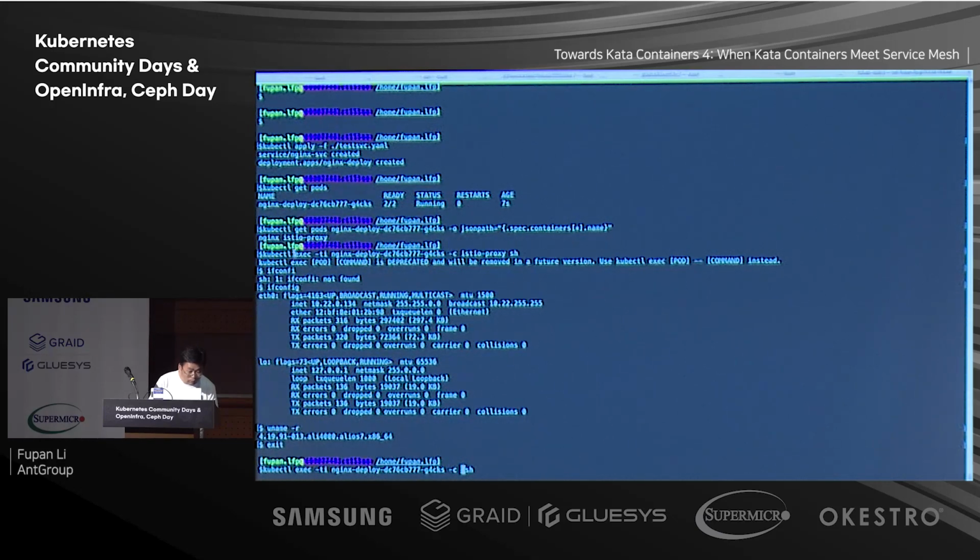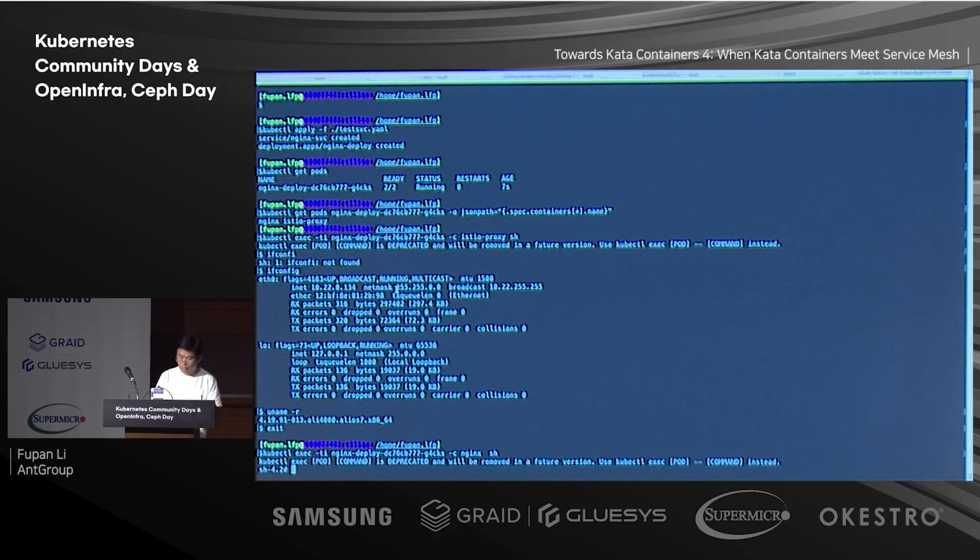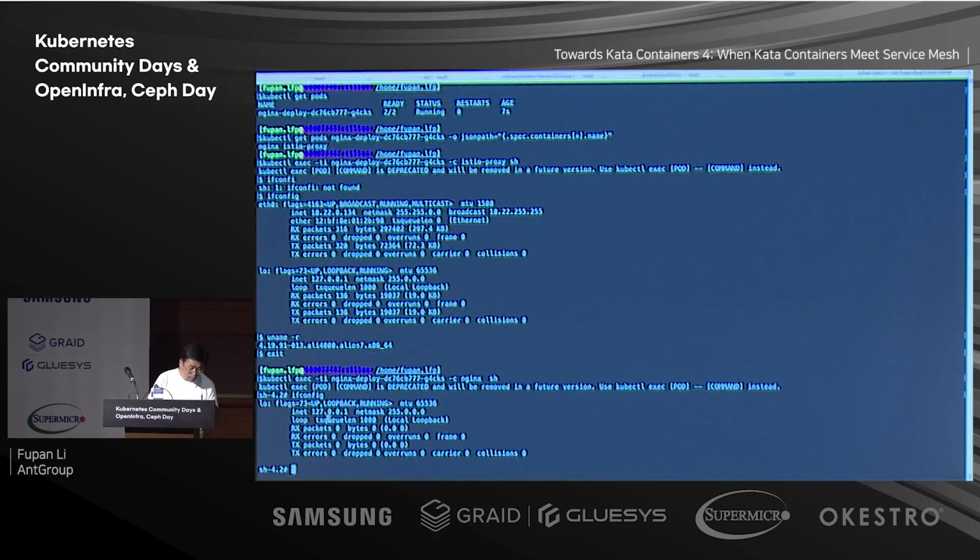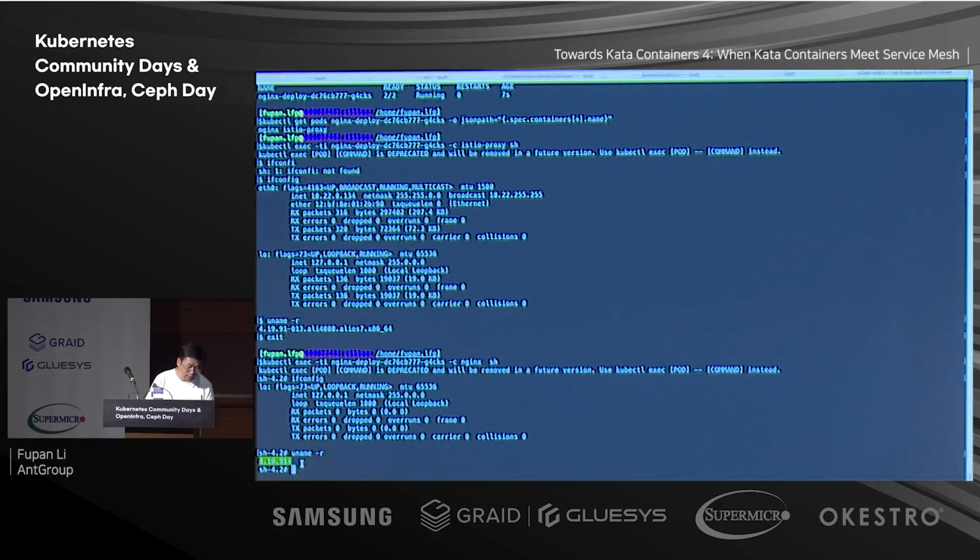Let's go into the Nginx container. We can see that in the Nginx container, there is only one local network. There's no other network in this Nginx server. And we can see its kernel. Yeah, its kernel is this one, and it's different from the sidecar. This means that those two containers are also in one pod, but they run in different machines. One is in the guest, and the other one is in the host.